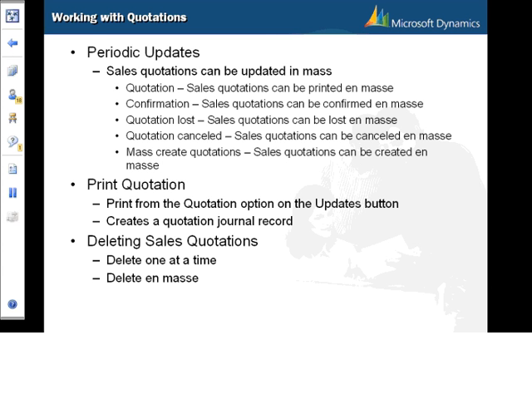Mass creating quotation requires that a template be used and that a contact person exists for the customer account. The first contact person is used for the customer account because the primary recipient for sales quotation cannot be specified. Print quotation.